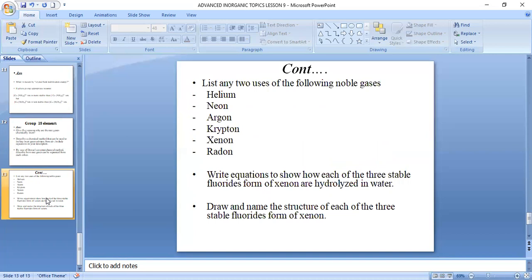Then number 5, write equations to show how each of the 3 stable fluoride forms of xenon is hydrolyzed in water. Then the last one is: draw and name the structure of each of the 3 stable fluoride forms of xenon. So this has marked the end of advanced inorganic topics.